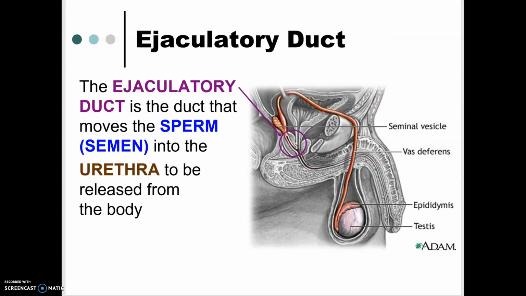Now, the ejaculatory duct is the area where the semen that's produced in the testes and carried through the vas deferens, and to which all of these extra secretions have been added, goes. It's the area where the reproductive system of the male joins in with the urinary system. So it's the point where the reproductive system empties into the urethra. And we call that the ejaculatory duct.